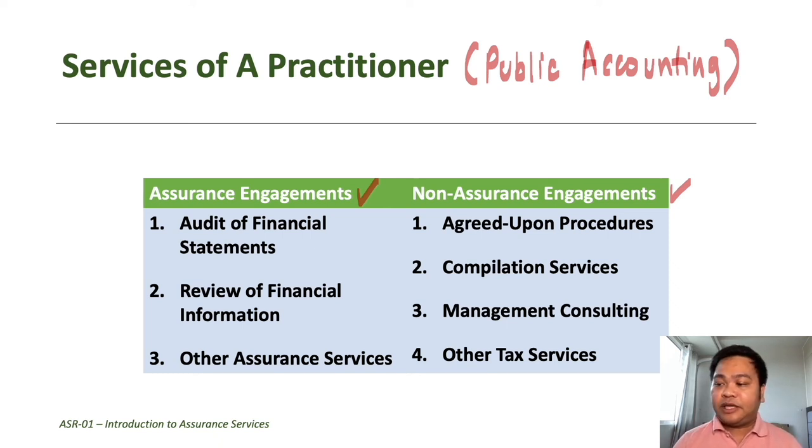Examples of assurance engagements include audit and review of financial statements and other assurance services. Usually these are assurance services whose subject matter is other than the contents of the financial statements. And then we also have non-assurance engagements. Again, those services of a public practitioner which do not fall under the definition of assurance services are considered non-assurance services. Examples include agreed-upon procedures and compilation services.